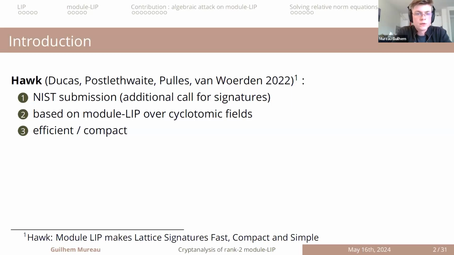The problem is defined in the paper of HAWK. It uses a module LIP over cyclotomic fields, and it's really efficient and compact. It takes advantage of module lattices, which are compact ways to represent high-dimensional lattices.